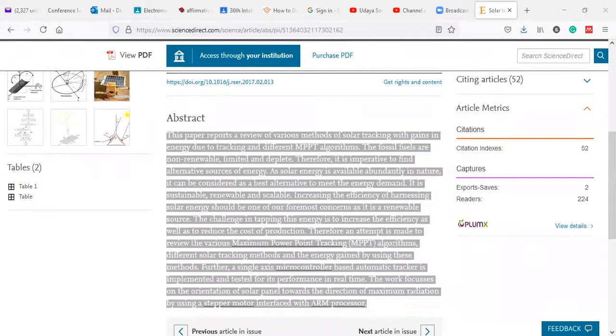So the abstract is something like that. Then you can get an idea of what is discussed in that paper, and what type of results have been obtained, from the abstract. After that, you can decide whether you select that paper or not.